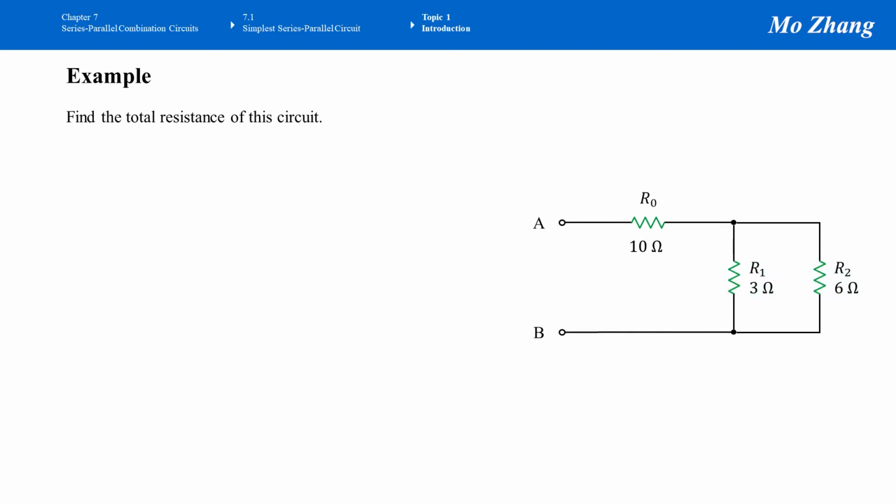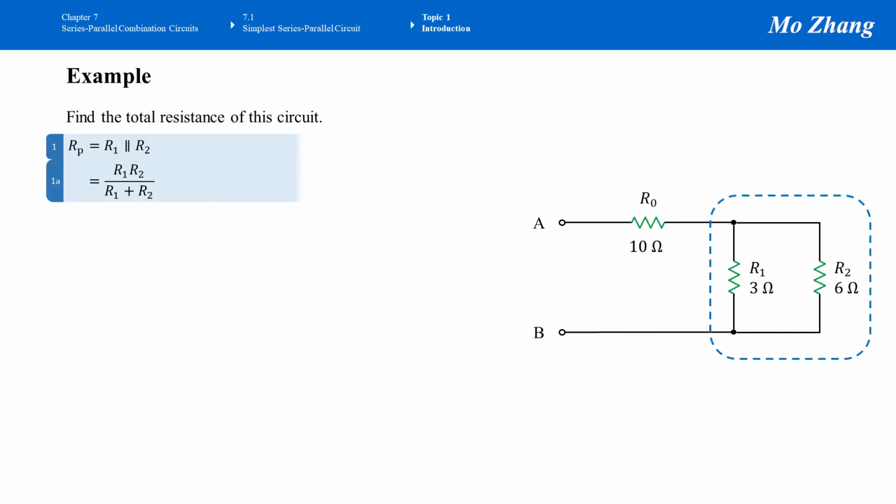R1 and R2 are connected in parallel, so we start merging them. Rp, the parallel resistance, the total resistance of the parallel branches, equals R1, and here is the symbol for parallel, 2 vertical lines, R1 parallel to R2. And we know the formula for finding 2 resistors connected in parallel is the following: R1 times R2 divided by R1 plus R2.